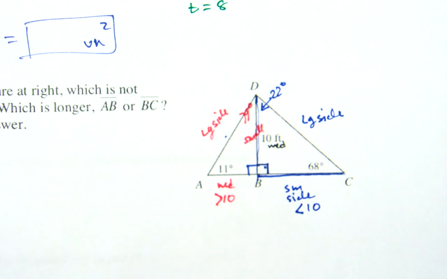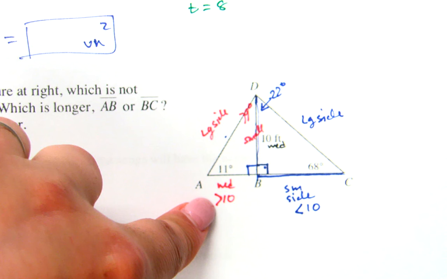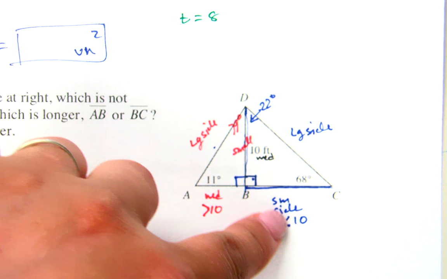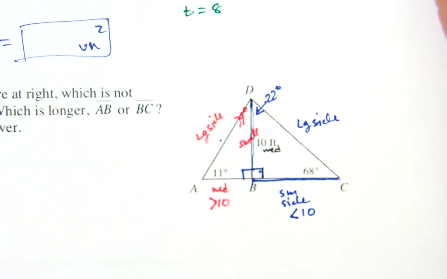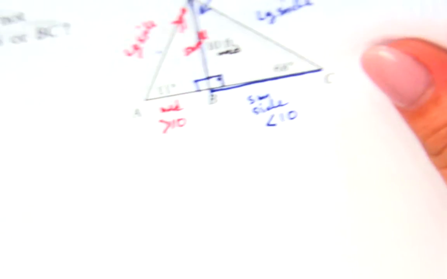So, in answer to the question, AB is actually longer than BC because it has to be more than 10 since it's the medium side. And then that one has to be less than 10 since it's the small side. Okay. Hopefully that explains it, or maybe not. But you still have to write it out.